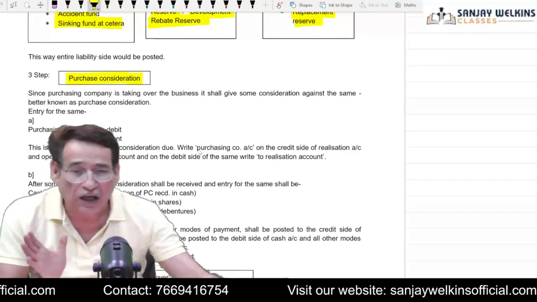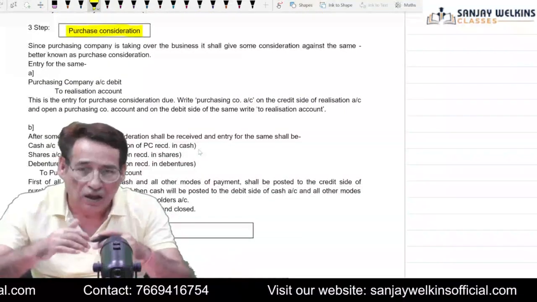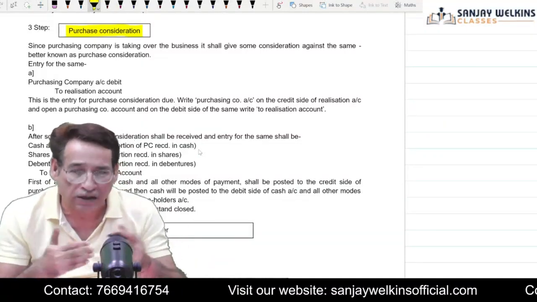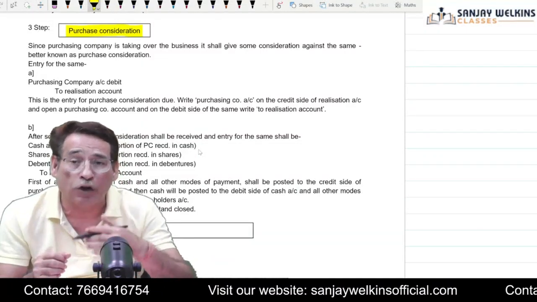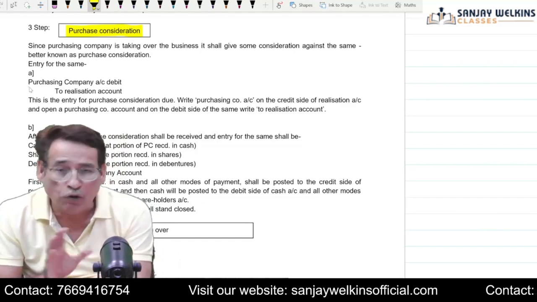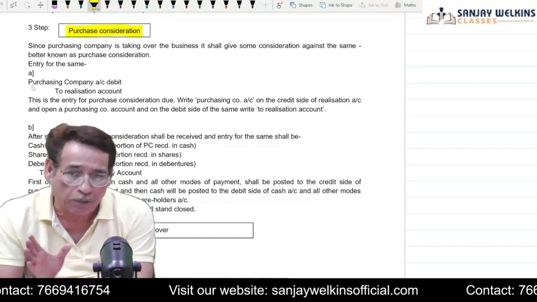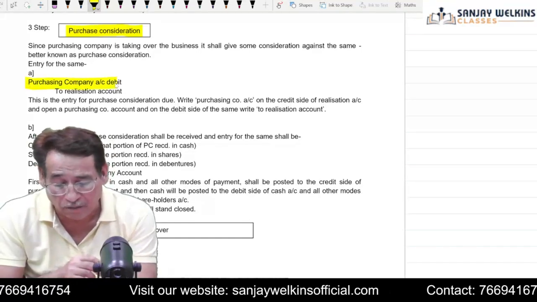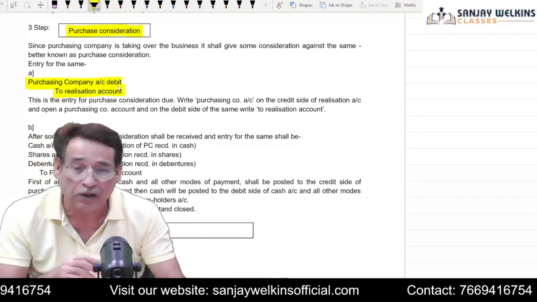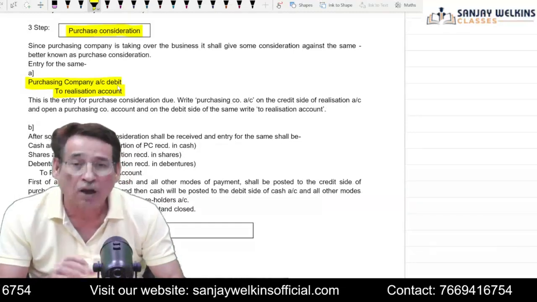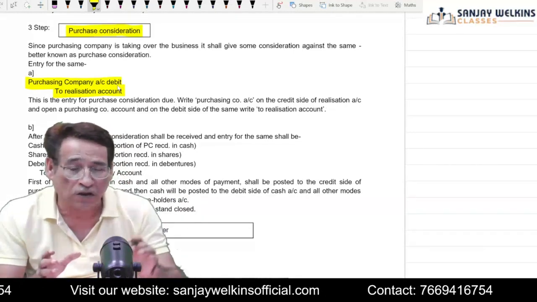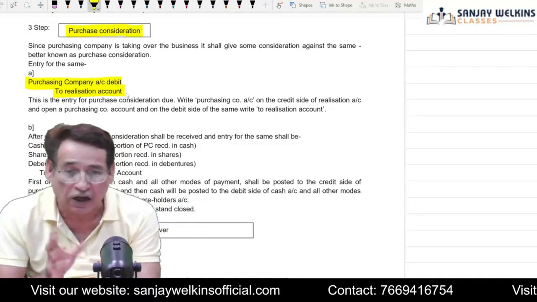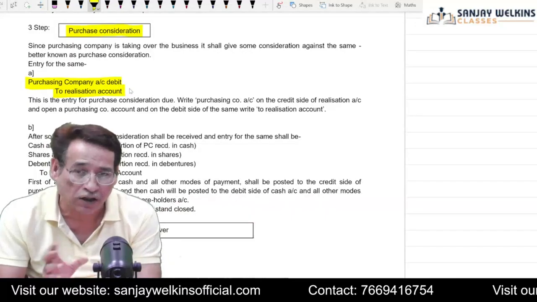Now, in practical life, generally what happens, initially agreement takes place between the vendor company and the purchasing company, and they decide upon what amount we are going to actually pay you. The moment a commitment takes place from the purchasing company that we are going to pay you this much amount, on that date, vendor company will pass this entry: purchasing company account debit to realization account. Correct? That means they are debiting purchasing company because they have to receive this much amount from the purchasing company, and it is a gain to us. So that is why realization account is being credited.